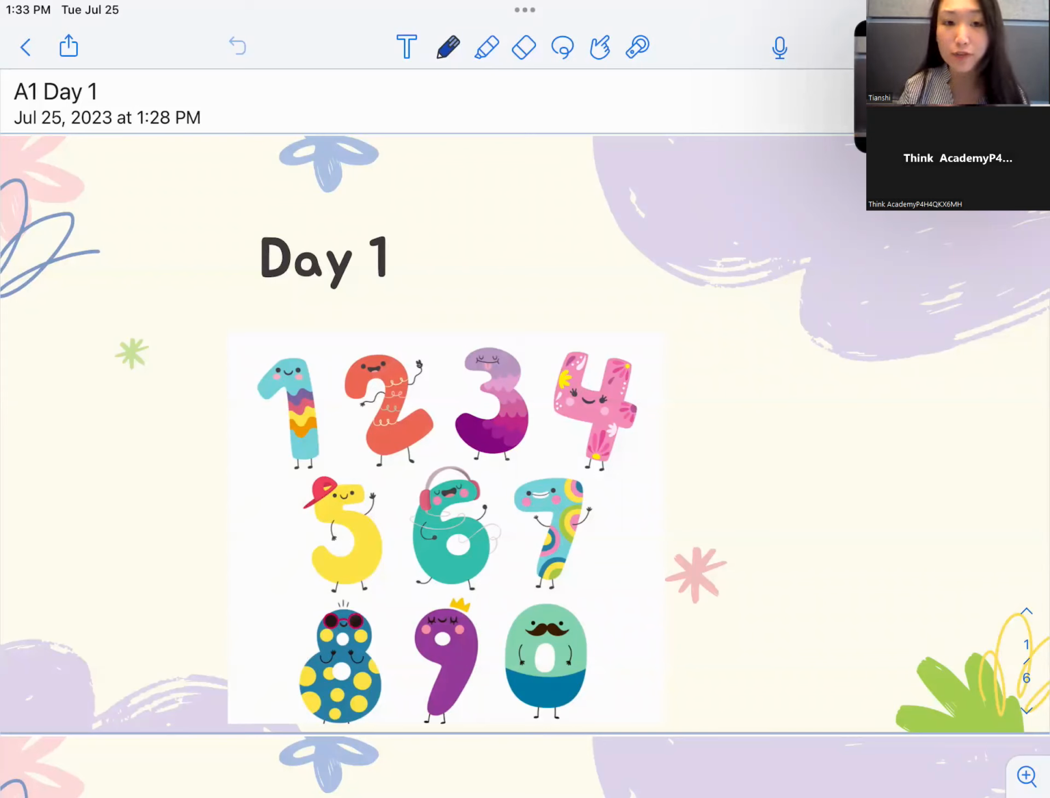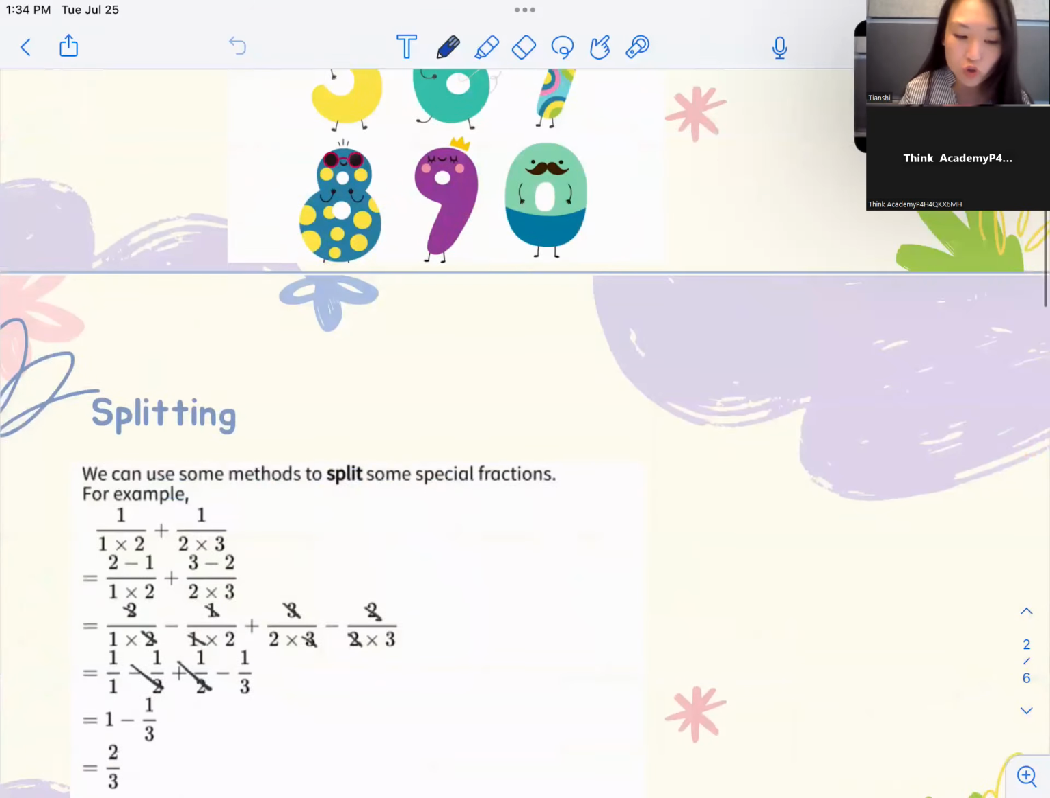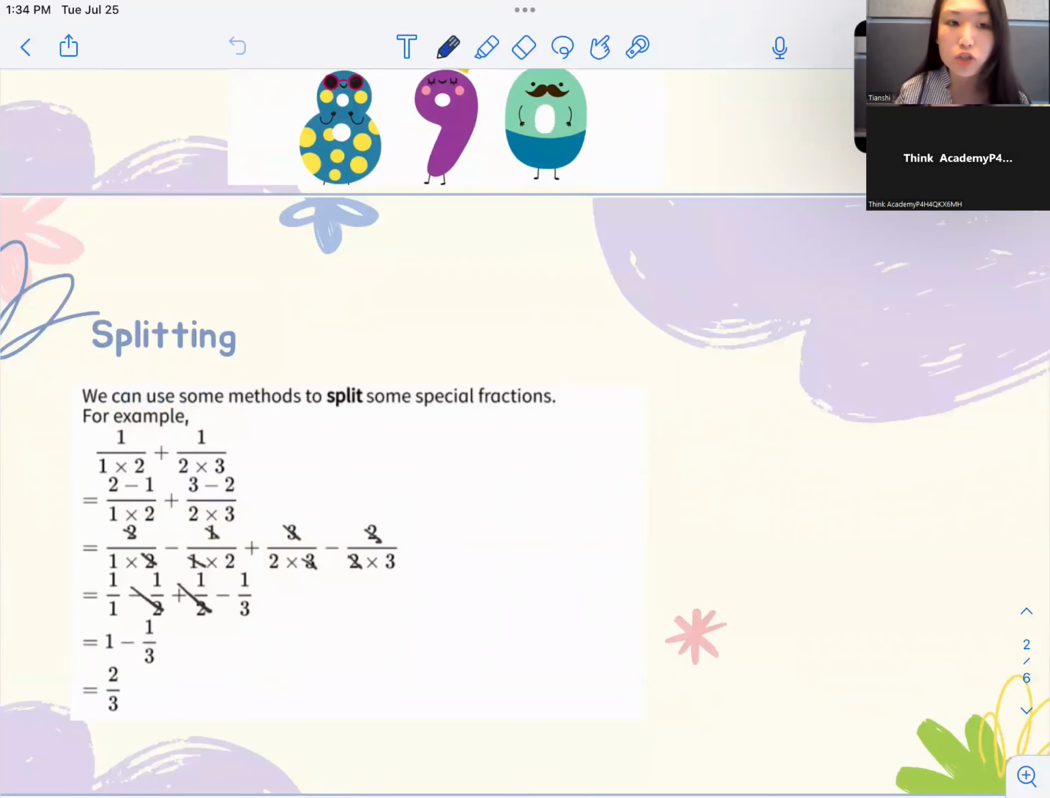Today is our first day, and I'm going to review some of the important calculation methods and also go over 3 important questions that are covered in our day 1 practice. First of all, I would like to introduce the splitting method. The splitting method is a really great way to simplify our answers.